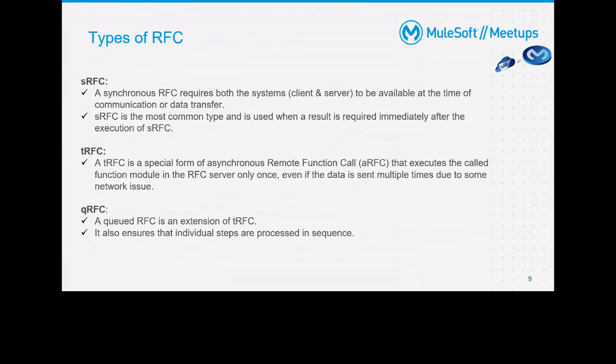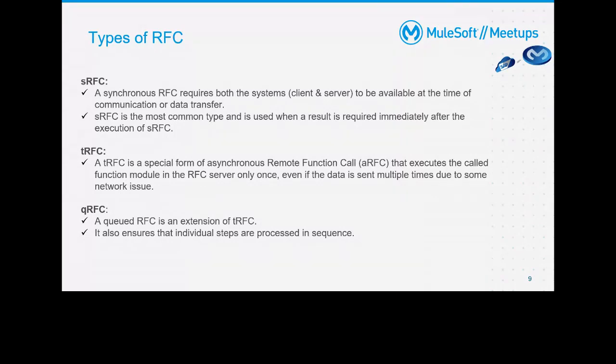Remote function calls can be divided into synchronous remote function call or asynchronous remote function call. Synchronous remote function call is when we have both client and server available and the result is expected immediately. That is, request is sent and a response is expected in the same call. In asynchronous remote function, we don't expect immediate response. This is the simple explanation.